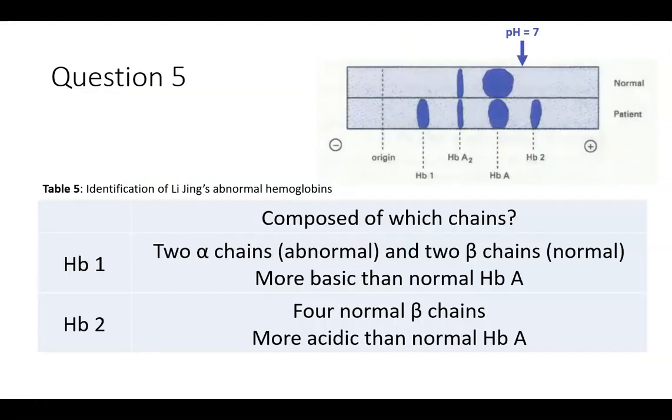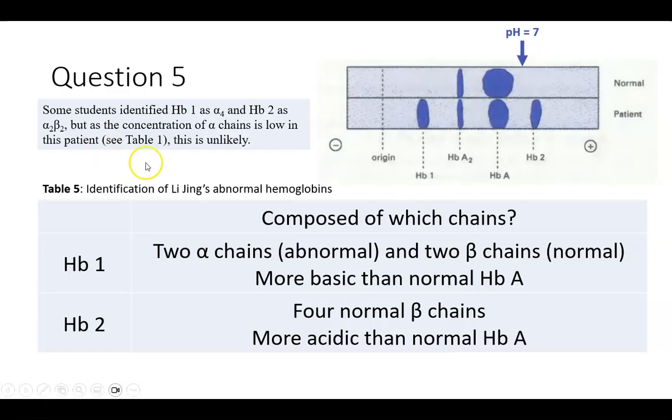So what that means then, to answer the question, is that the hemoglobin 1 has 2 abnormal alpha chains and 2 beta chains that are normal. And the way I figured this out was that it's more basic than normal, and the hemoglobin 2 is more acidic. So that's 4 beta chains. So some people put alpha 4 and hemoglobin 2 is alpha 2, beta 2. pI-wise, that works, but it doesn't really work because we don't have extra alphas, but we do have extra betas. So beta 4 is going to be the more likely possibility.